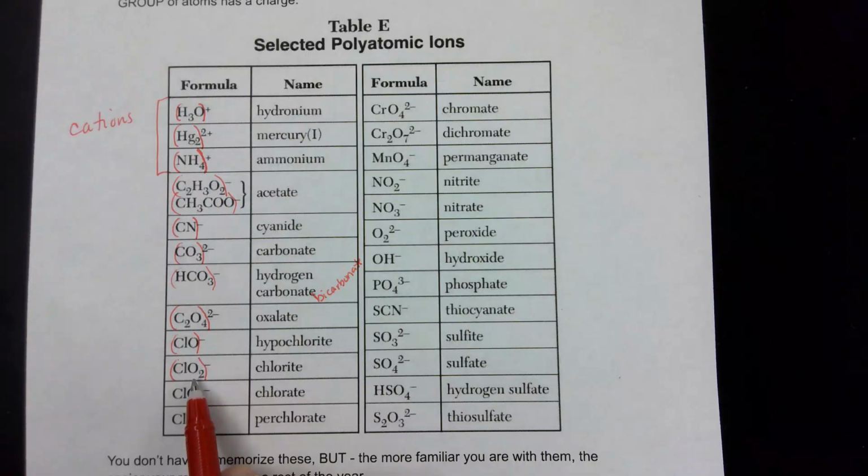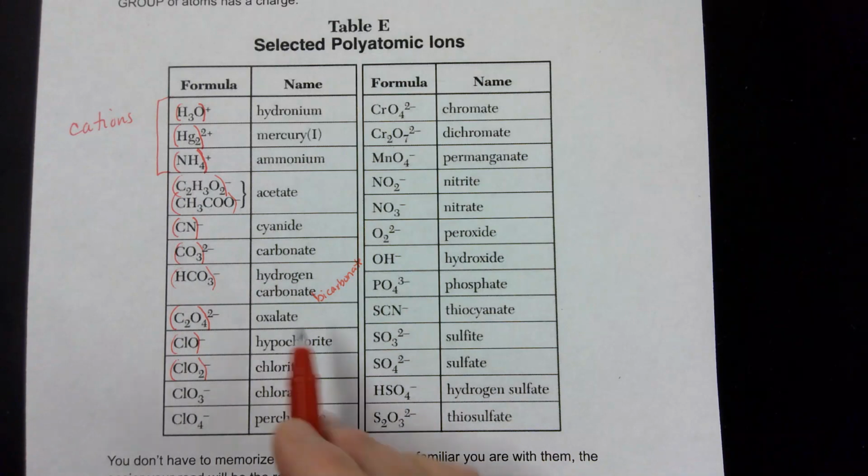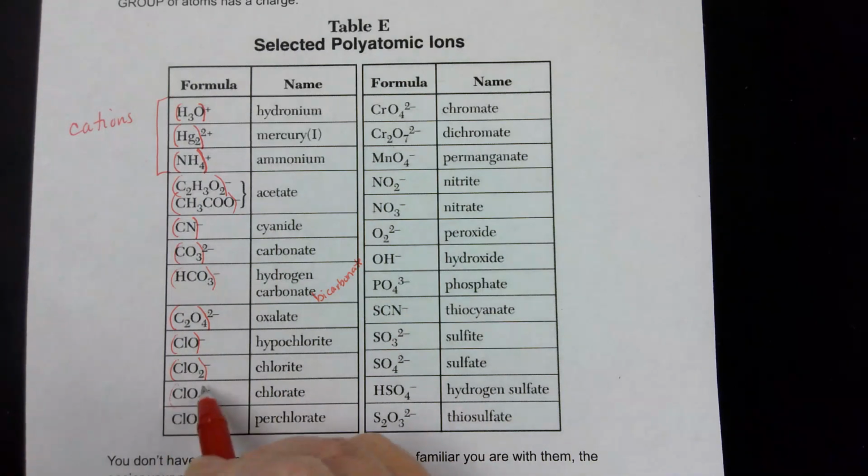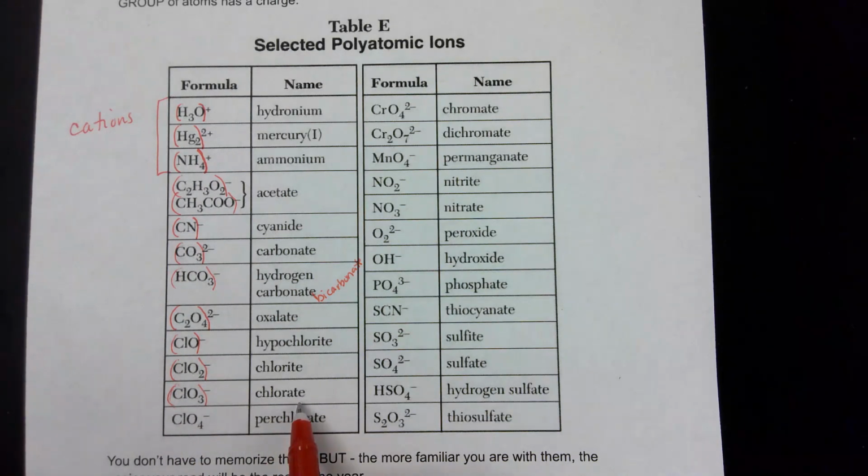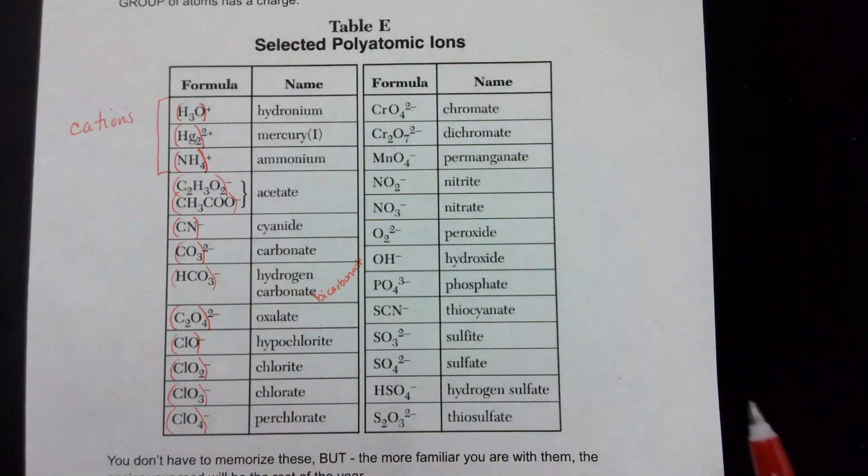When we're able to get another oxygen in there to have ClO2 with an overall -1 charge, this is called the chlorite ion, ITE. ClO3 with a -1 charge is chlorate, ATE. And then ClO4, this is the one with the most amount of oxygen. ClO4 with a -1 is called perchlorate. This is shortened down from hyper, as in an excess.